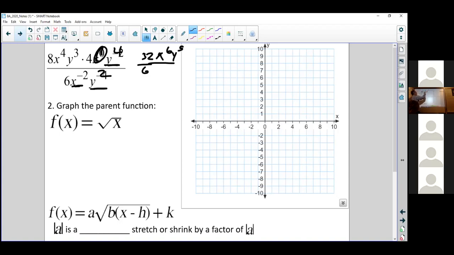So our problem, then I can reduce it. So let's see, 2 goes into both top and bottom. So I get 16x to the 6th, y to the 5th over 3. And the problem is done there.